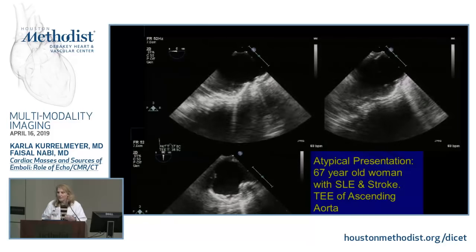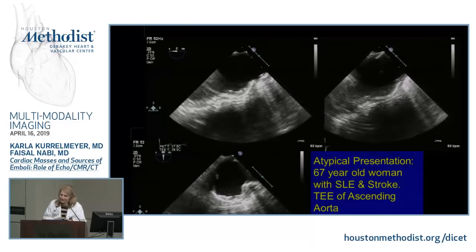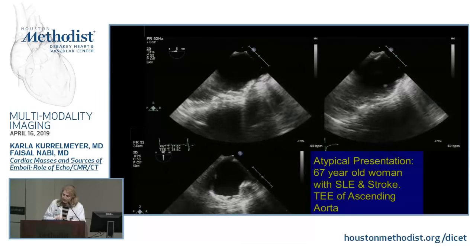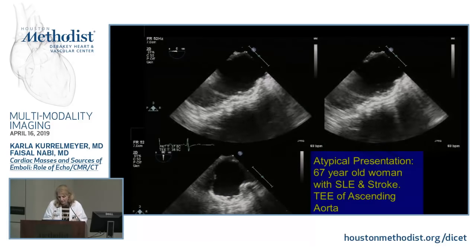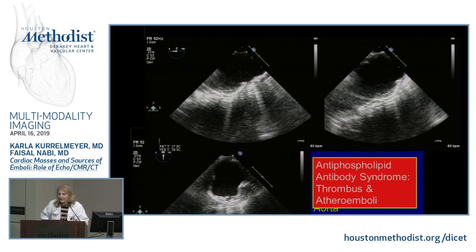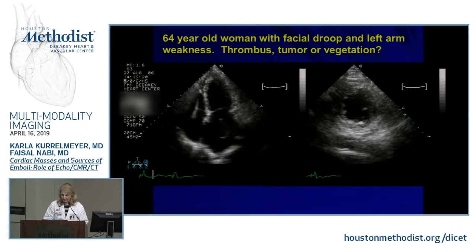She ultimately underwent removal of those masses, which in retrospect wasn't the best, because they all ended up being thrombi, and she ended up having antiphospholipid antibody syndrome. So that's why she had all of those thrombi in unusual places. And she had a very poor outcome, very poor outcome.